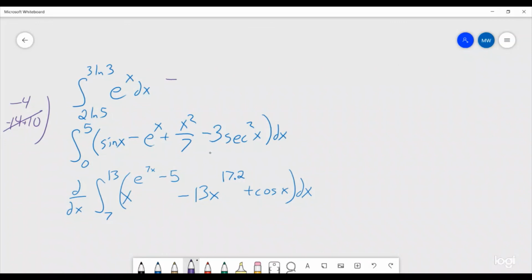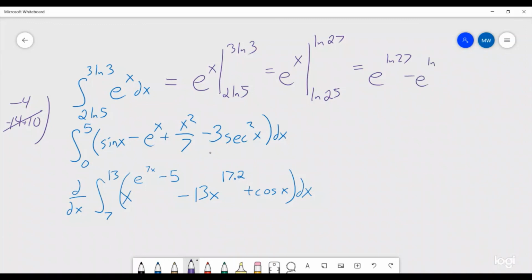Well, what's an antiderivative of e to the x? Well, that's just e to the x. So it's e to the x evaluated from 2 natural log of 5 to 3 natural log of 3. Well, those bounds are just fancy ways of writing natural log of 25 and natural log of 27. So this is e to the ln of 27 minus e to the ln of 25, which is 27 minus 25, which is 2. So this first one is just 2.